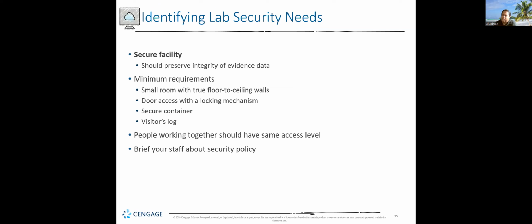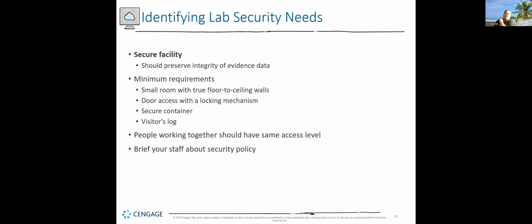Minimum requirements: a small room with true floor to ceiling walls. So no false walls like drywall, but real brick and mortar walls. Door access with a locking mechanism. You can have a physical lock, and another layer of security by having a key card only for that room. No one else can get in. Then a secure container, where you store your stuff with a lock, so that no one else has access to it but you.